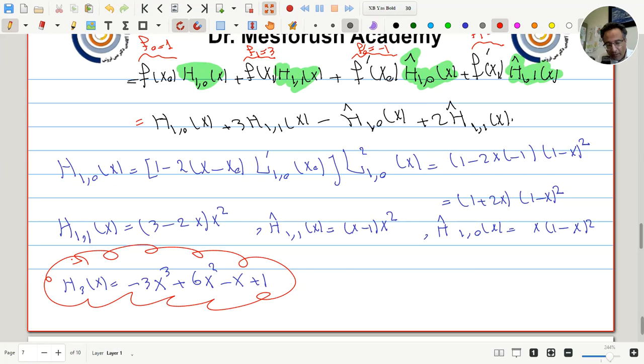There is another technique for finding the Hermite interpolation. Maybe it's a little easier. Maybe in the next lecture I will mention this technique.